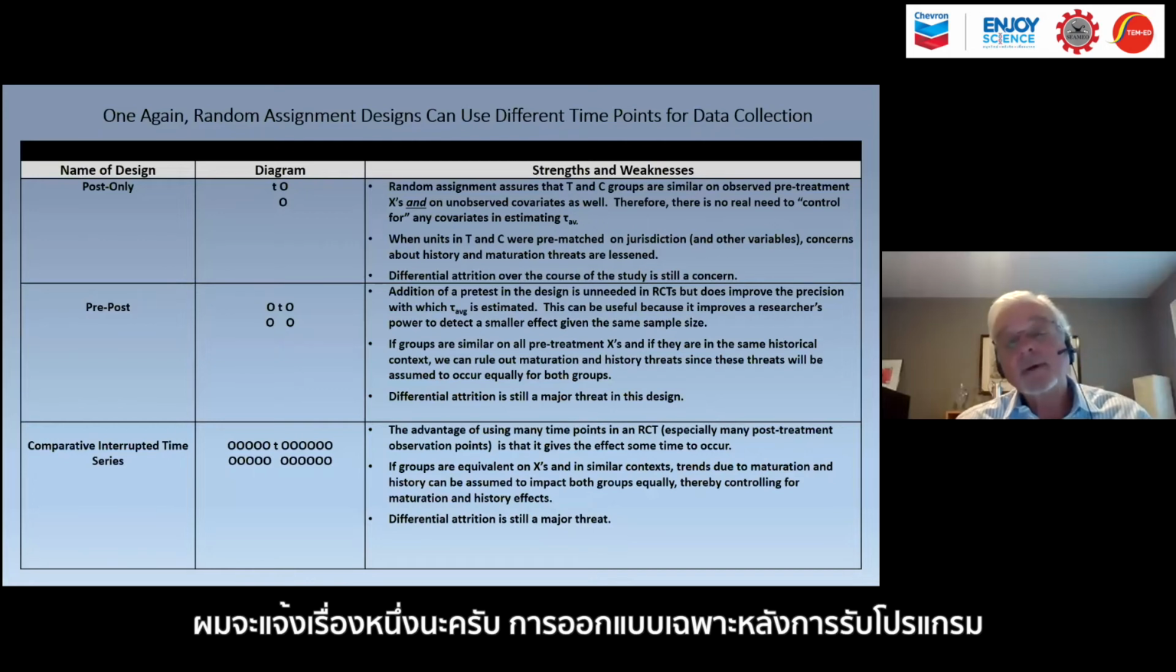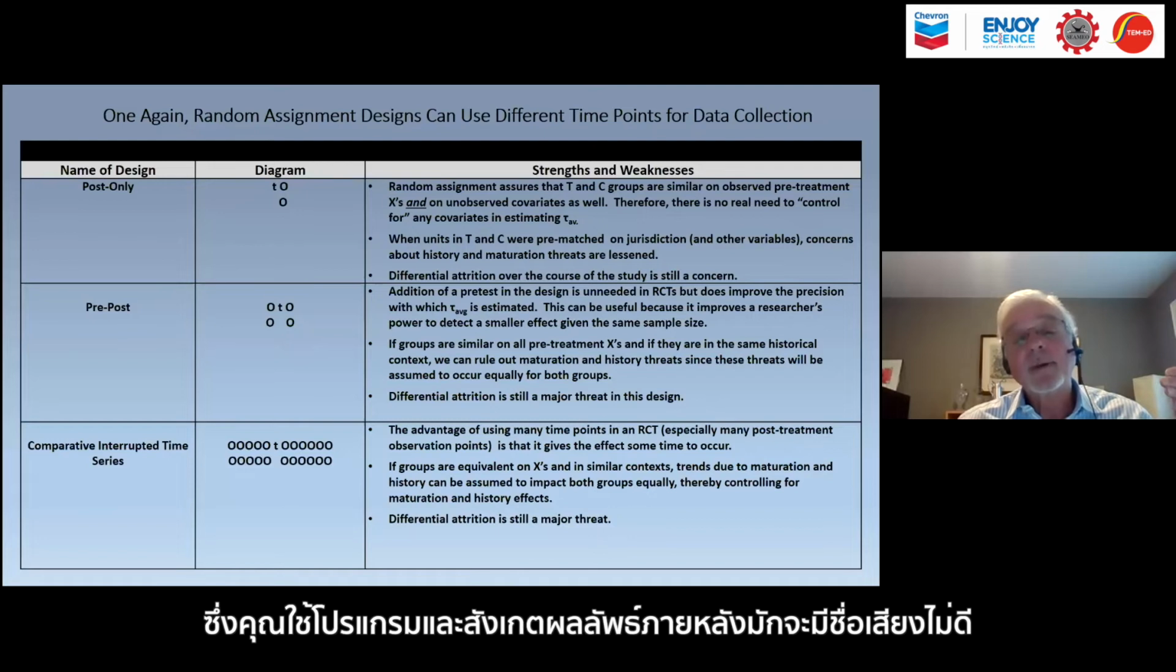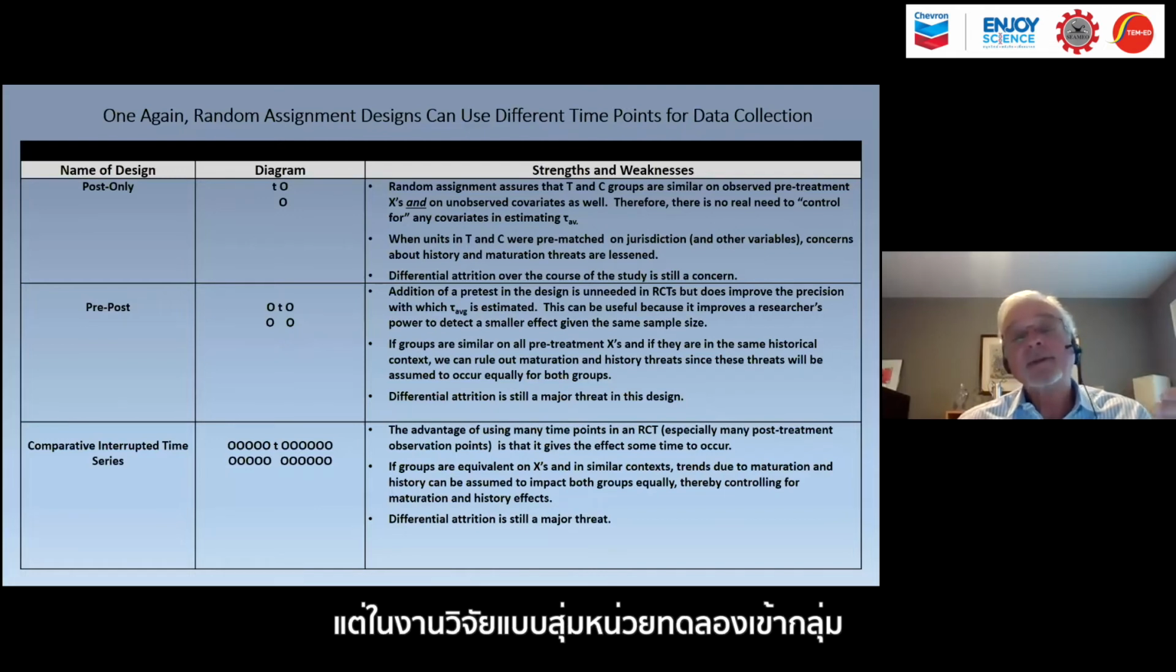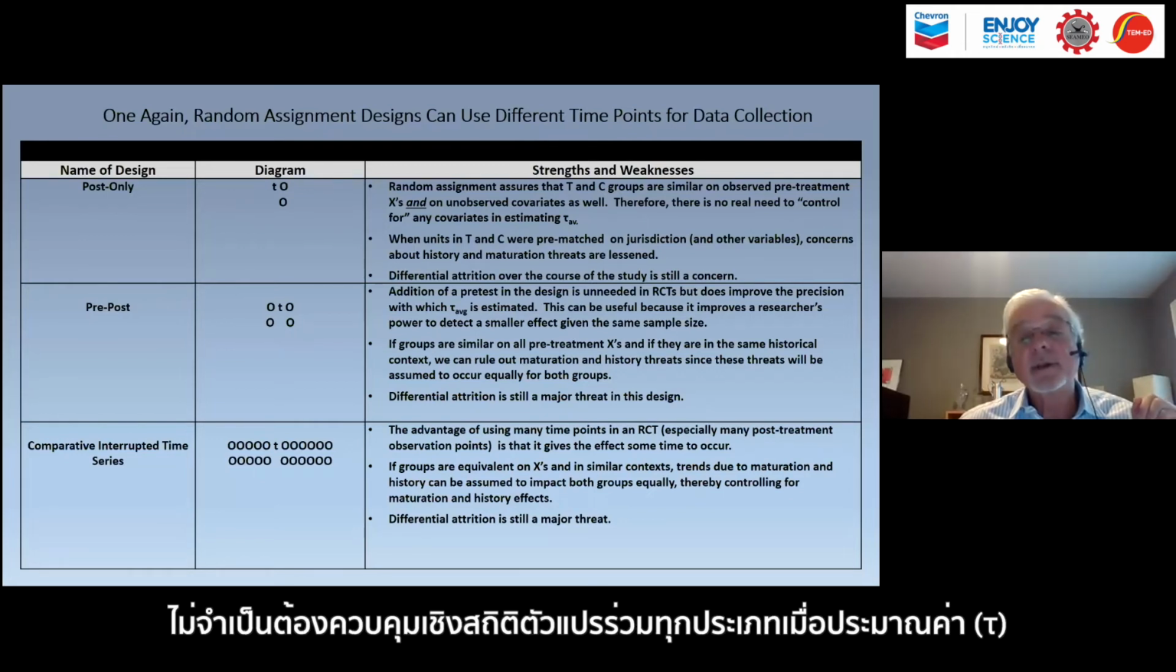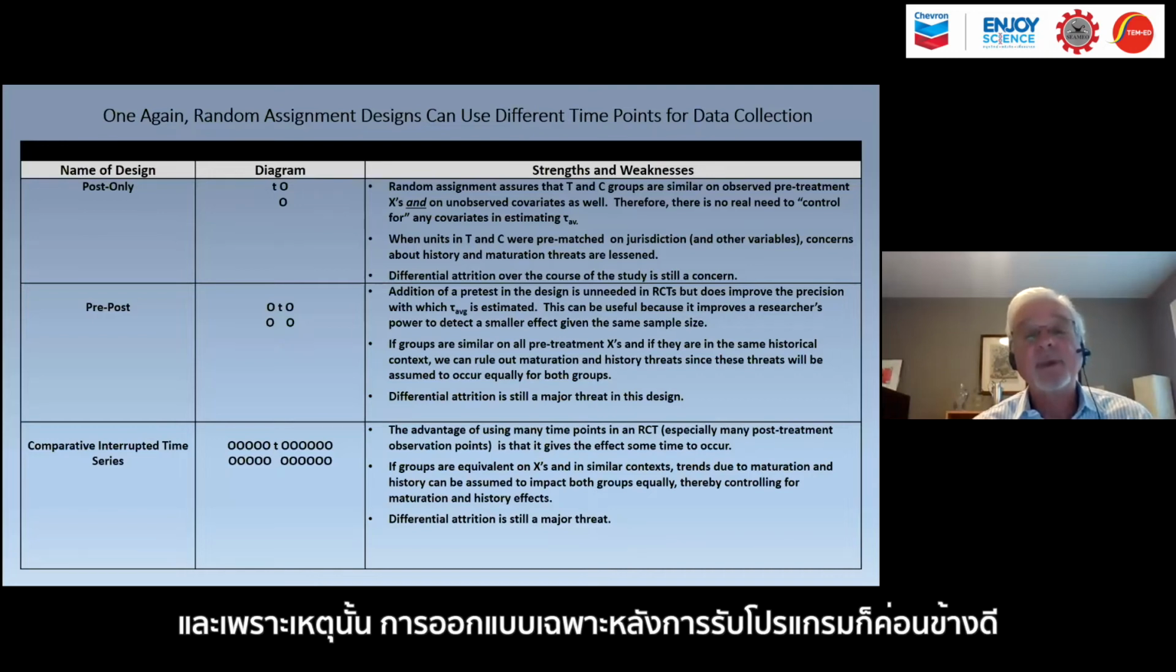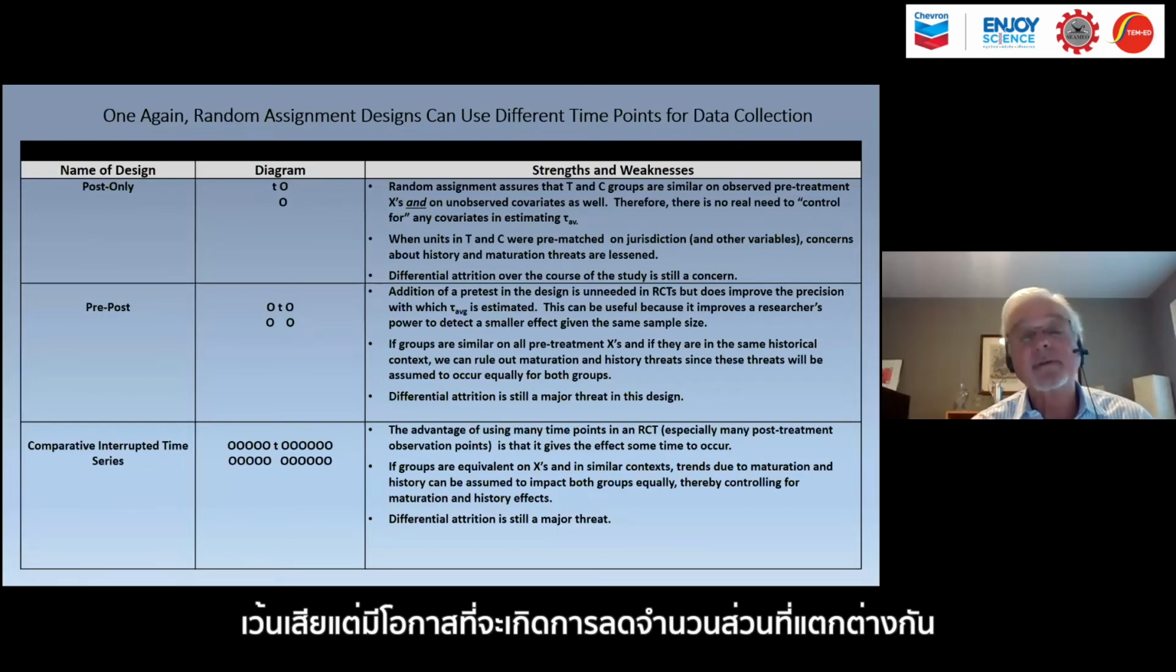The post-only design, where you apply treatment and observe outcomes afterwards, often has a bad name. But in a random assignment study, you have assured that the treatment and control groups are similar on all kinds of observed and unobserved pre-treatment covariates, and there's really no need to statistically control for any kinds of covariates when you estimate tau. And because of that, these post-only designs are actually quite good, except for the potential of differential attrition.